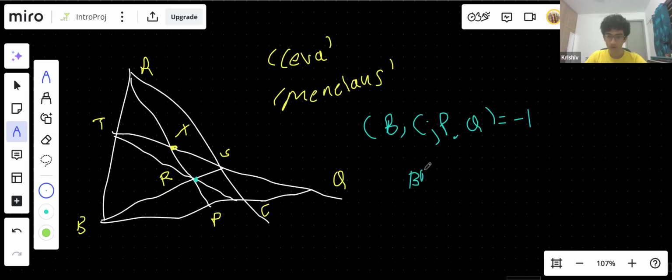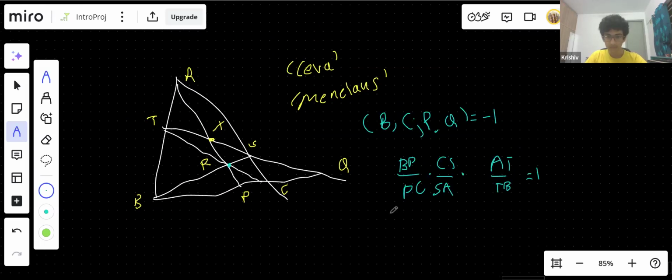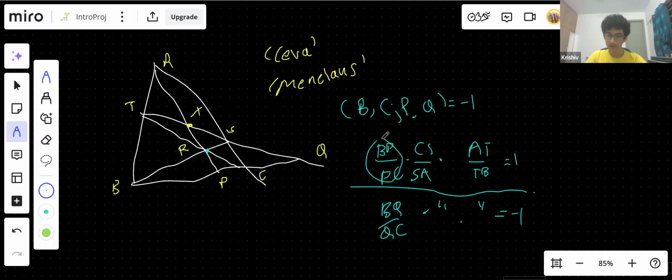It's because, by Ceva's theorem, or whatever you want to call it, BP over PC times CS over SA times AT over TB is equal to 1. And by Menelaus's theorem, BQ over QC times this same thing is equal to -1. So when we divide these two equations, we get BP over PC divided by BQ over QC is equal to -1. So yeah, this is why this is -1.